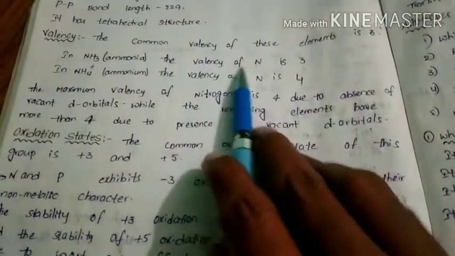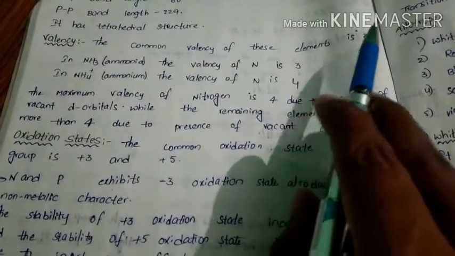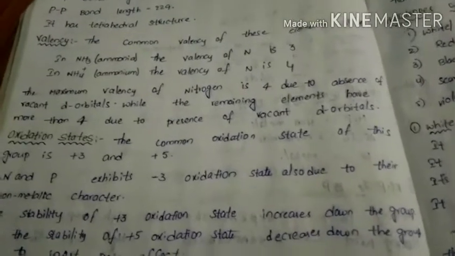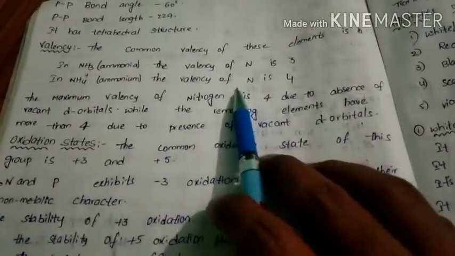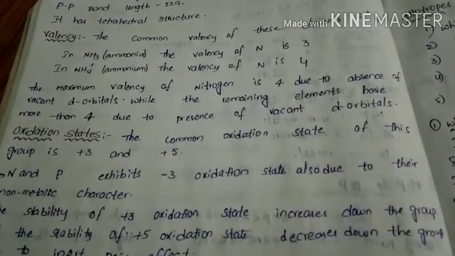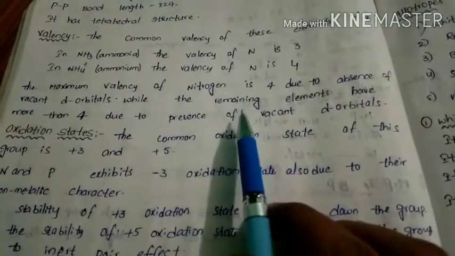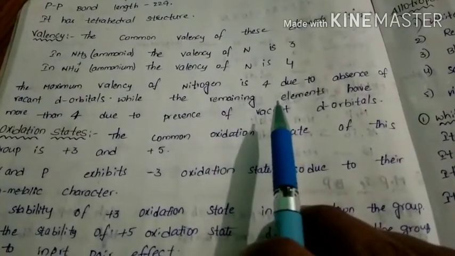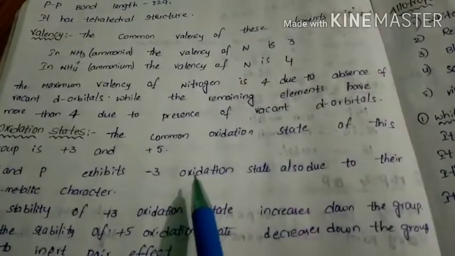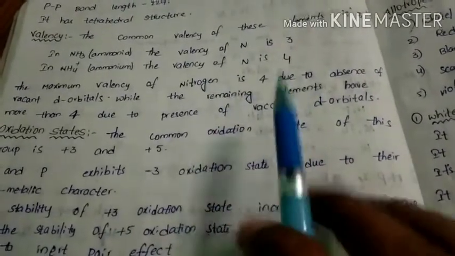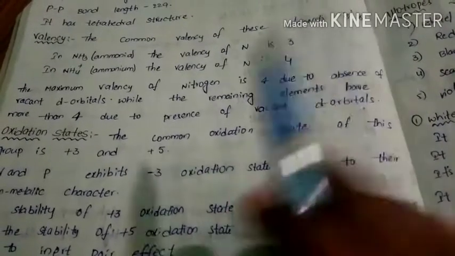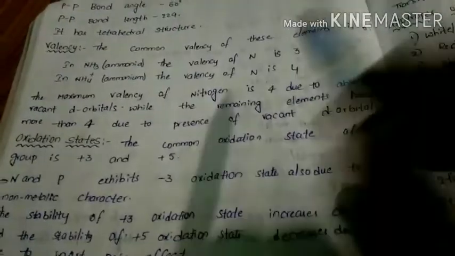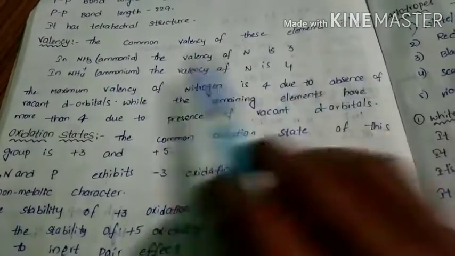Valency. The common valency of these elements is 3. I told you already in 11th class that if the group number is more than 4, then the common valency is calculated by 8 minus the group number. This is the 5th group, so 8 minus 5 is 3. Like that we can say that the common valency of these elements is 3.